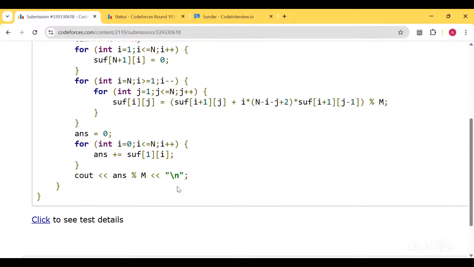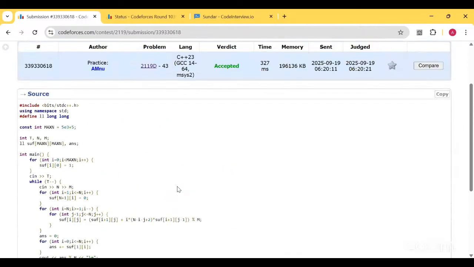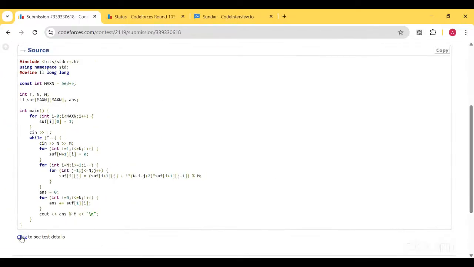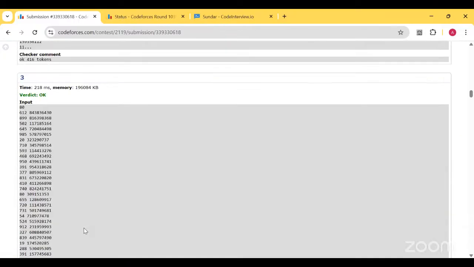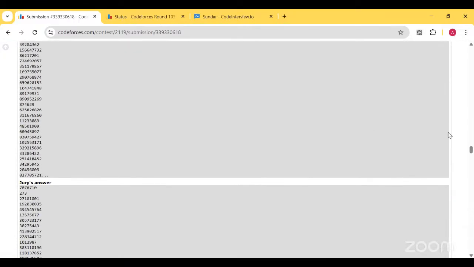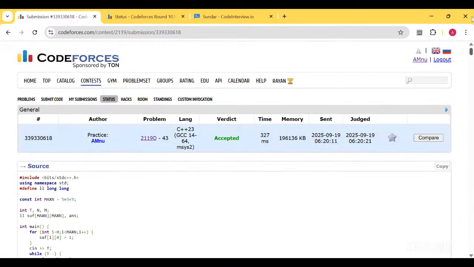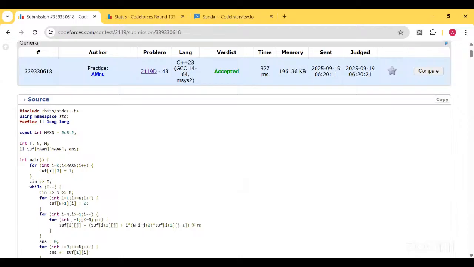Any other question? Simple, right? The implementation is simple, but the idea is not. All right. Any other questions?